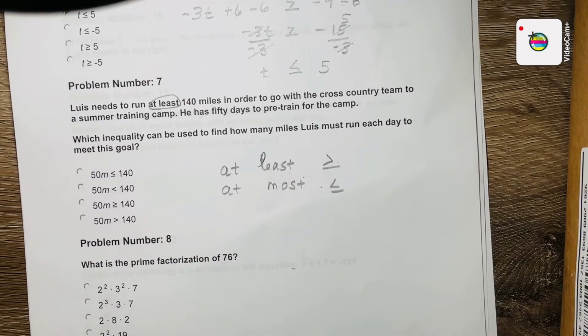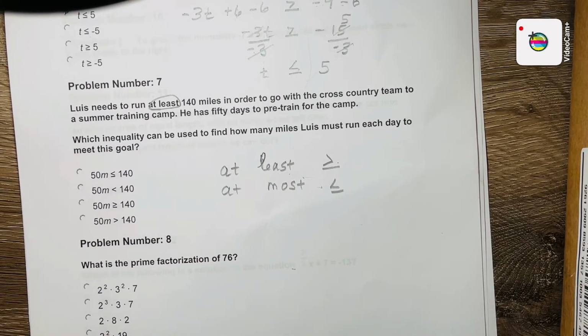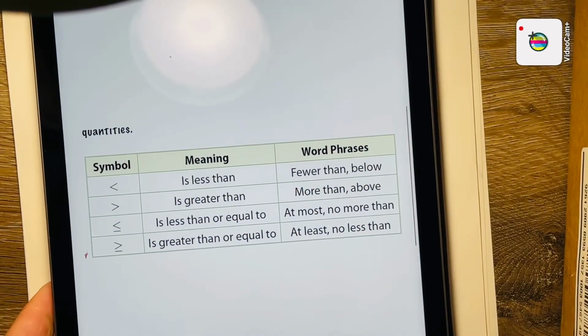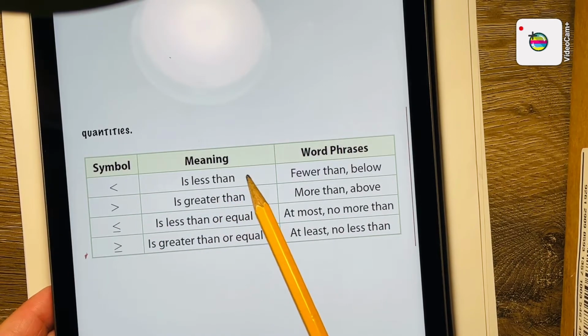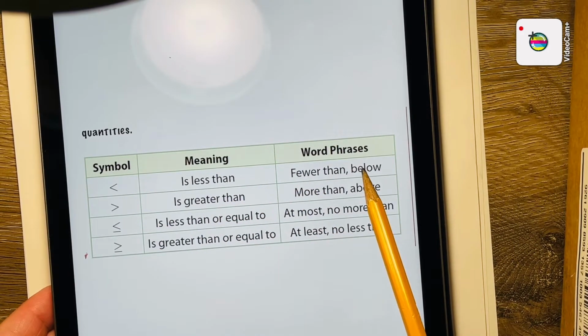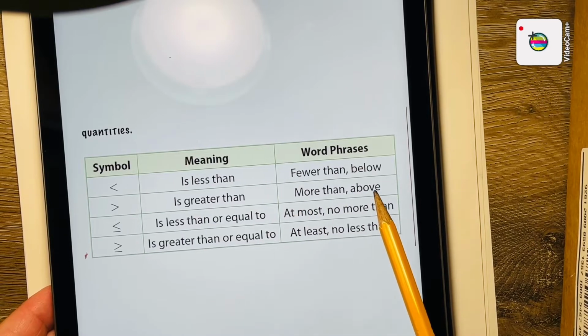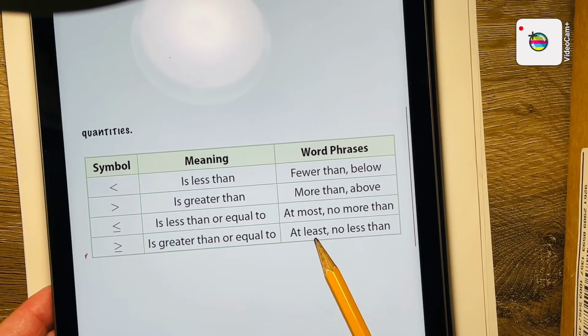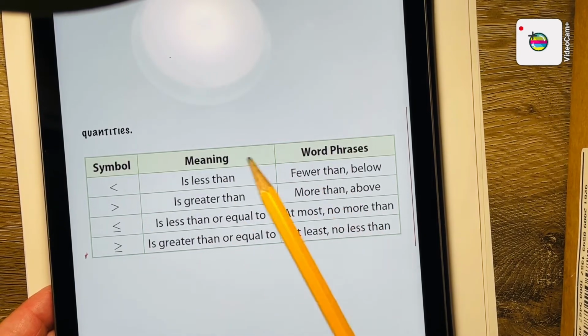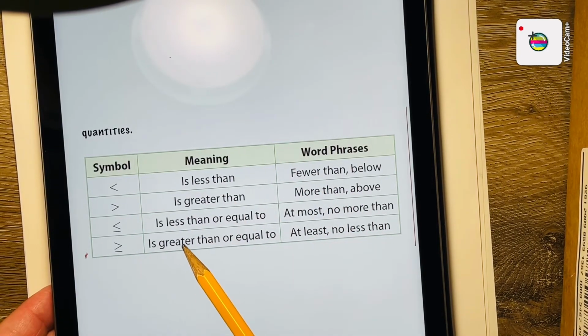What symbol do we use for at least? It was discussed in one of your units. And these symbols, we just say less than, greater than, but they have other phrases. It could mean fewer than, below, more than, above. These also have other phrases. At most, no more than. At least, no less than. Okay, so you really should memorize this right here. And we see at least is this arrow here.